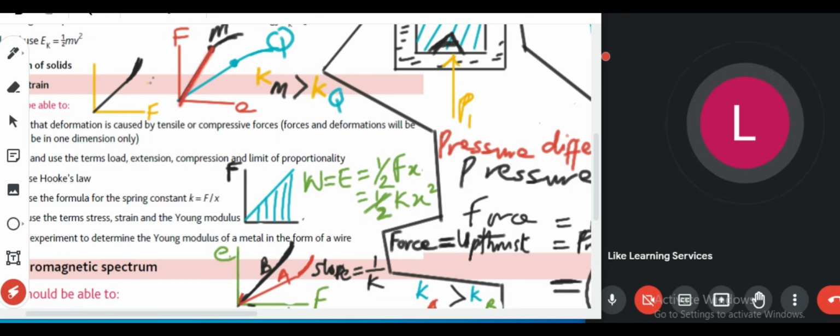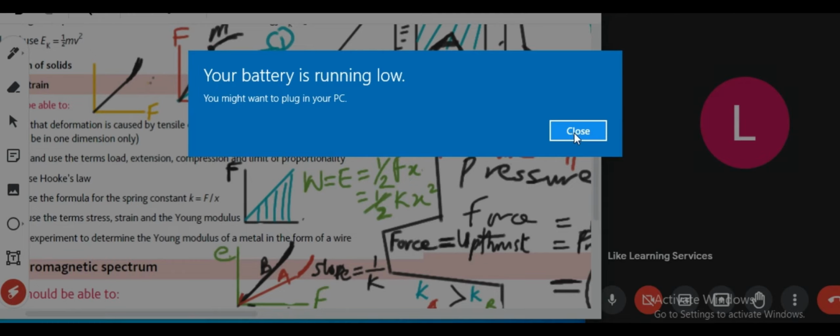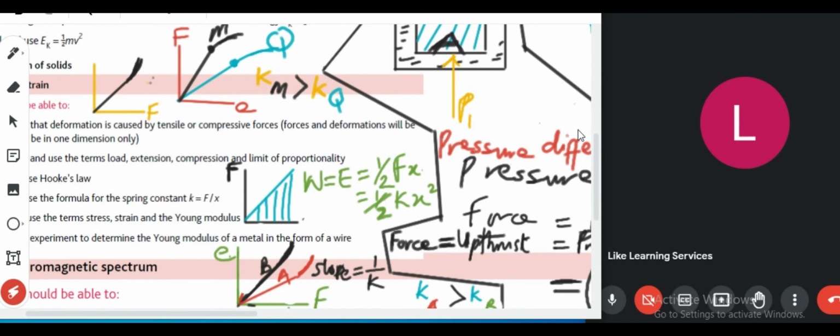And as you can see, the slope for the black one is bigger than the slope for the blue one. That means the spring constant of M, which is the black one, is bigger than the spring constant for Q, which is the blue one, because it is steeper. M is steeper, and the slope gives directly the spring constant. Spring constant of M is bigger than spring constant of Q.